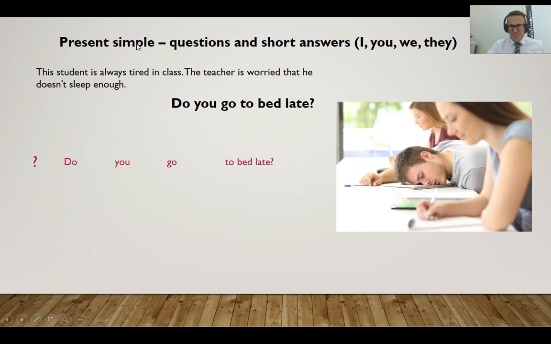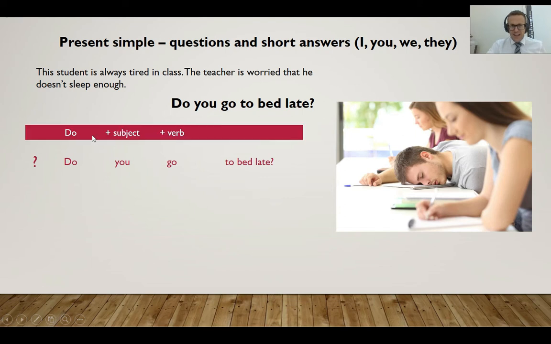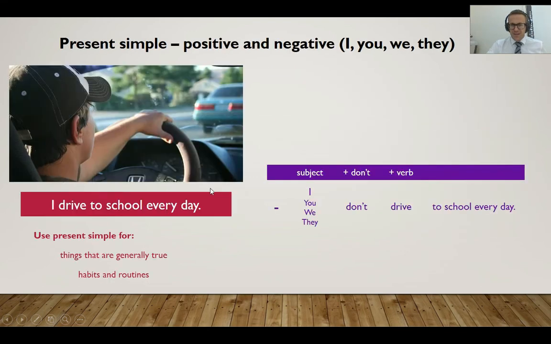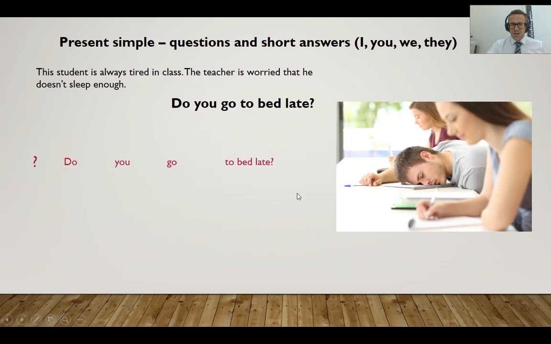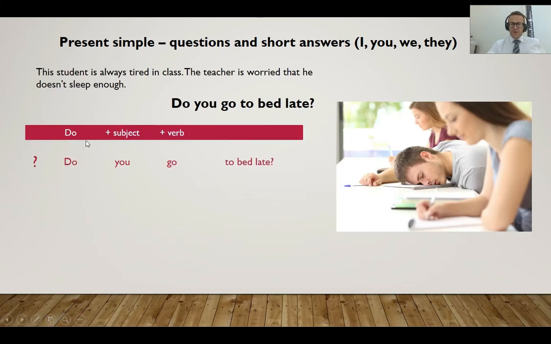This is the present simple question. It's do plus the subject plus the verb. If you remember the negative, I don't, it was subject and don't. So for the question, we change the order to have do first. Do you go to bed late? And if you change the subject, I, we, they, it's the same. Do I go to bed late? Do we go to bed late? Do they go to bed late?